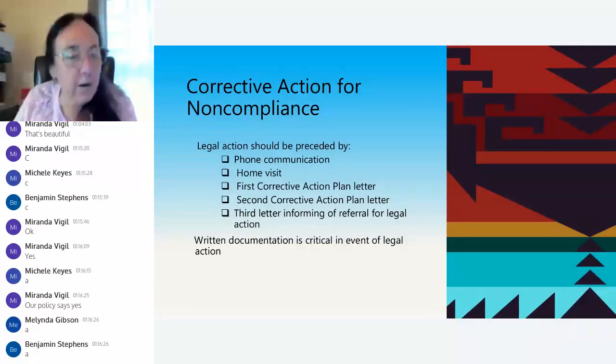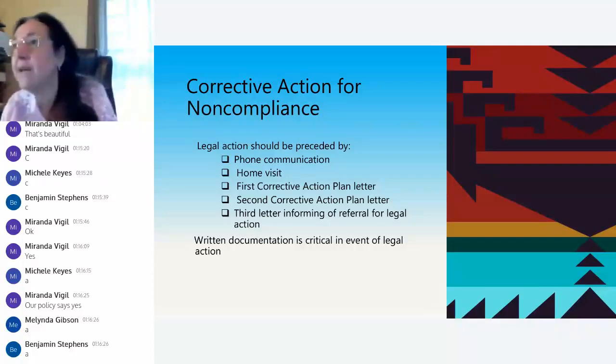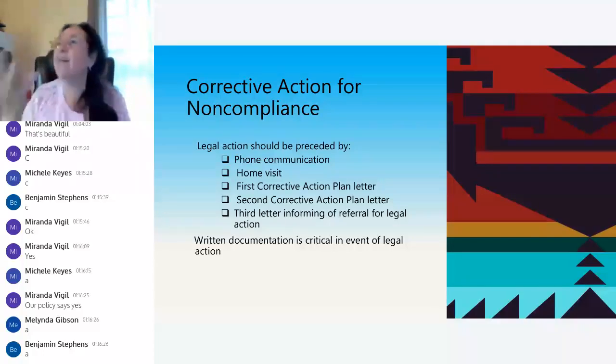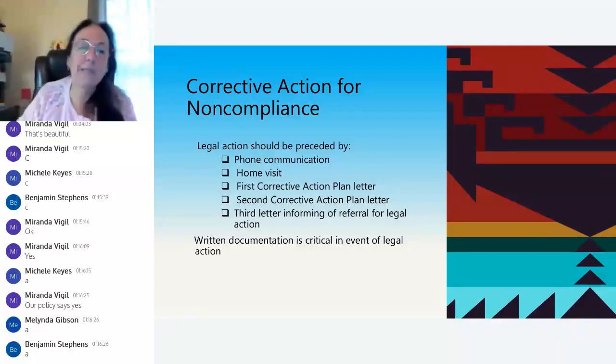Corrective action for non-compliance. Legal action should be preceded by phone communication. Hey, is there something wrong? I noticed you didn't pay your rent. Or, like I said, have that staff member that's good at that, not your bougie one. That helps. Home visits, first corrective action plan, second corrective action plan letters, things like that.